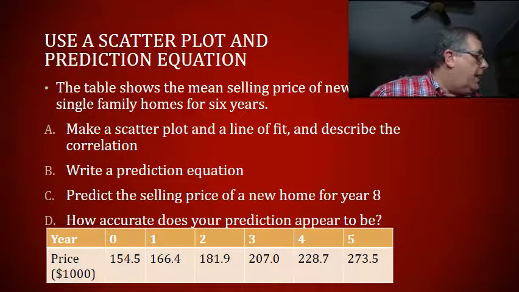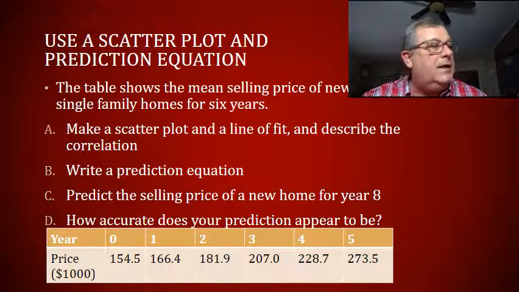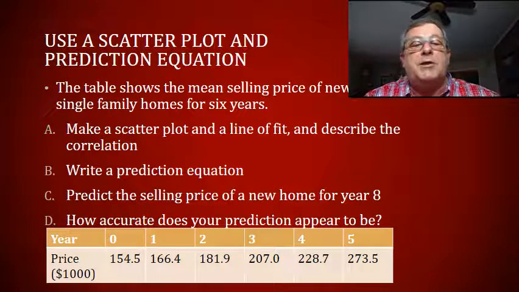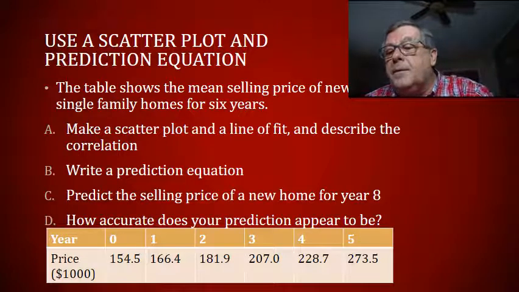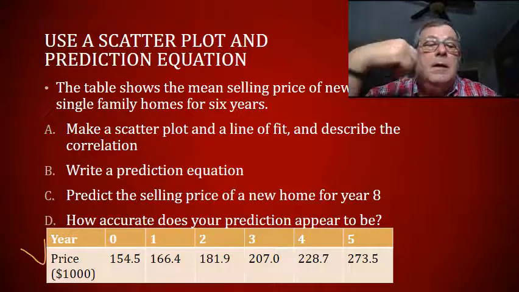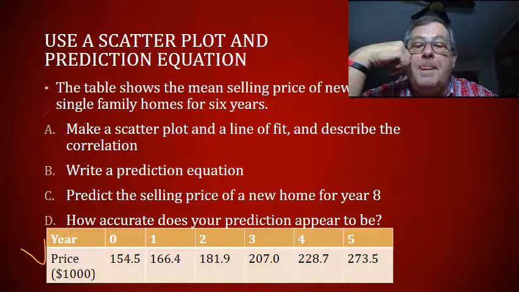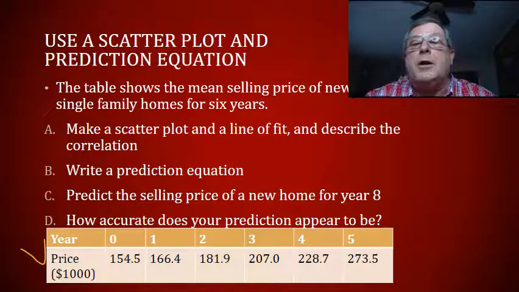This corresponds to page 93 in your textbook. Example 1, use a scatter plot and prediction equation. So here's what we're asked to do. It says the table shows the mean selling price of new privately owned single family homes for 6 years. And of course, here we've got our table. It says make a scatter plot and a line of fit and describe the correlation. Write a prediction equation. Predict the selling price of a new home for year 8. And how accurate does your prediction appear to be?